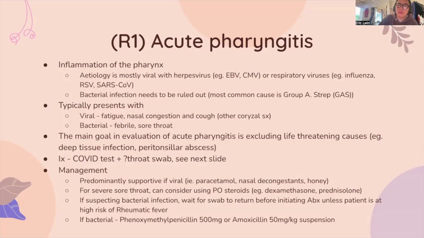Let me actually just check something. Sorry, I keep checking things because I just want to make sure I'm not giving incorrect information. But yes, Streptococcus pyogenes is in fact group A strep, so that's good.